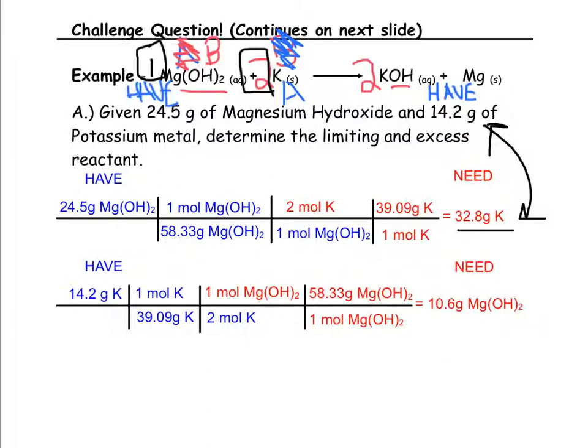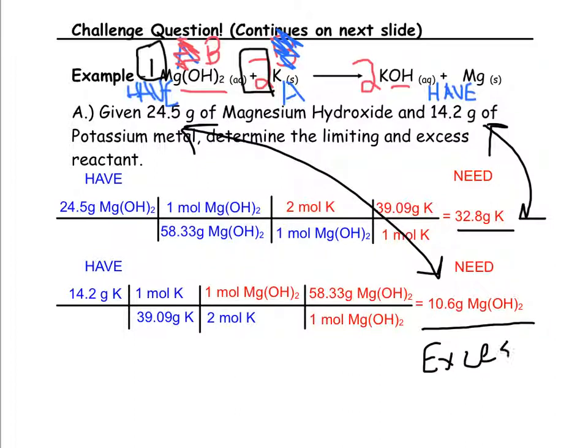And you will see that in order to use up all 14.2 grams of potassium, we would need 10.6 grams of magnesium hydroxide. So what that means is we have more magnesium hydroxide than we need because we have 24.5 grams, but to use up all of our potassium, we would only need 10.6 grams. So therefore, we know that this is our excess. We're going to have extra of it left over, and this was our limiter.